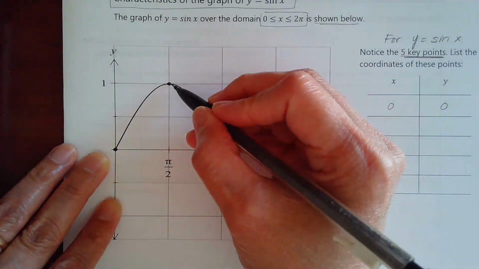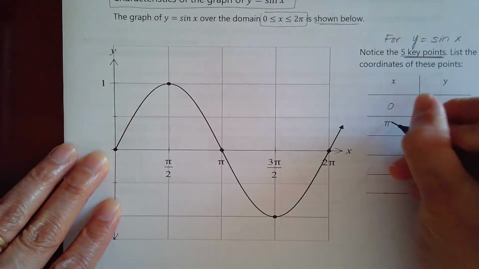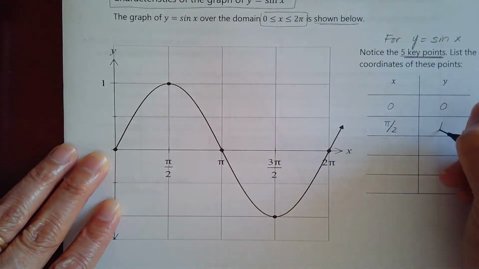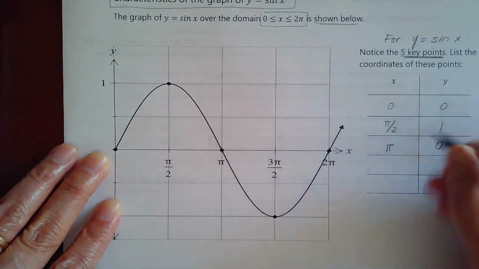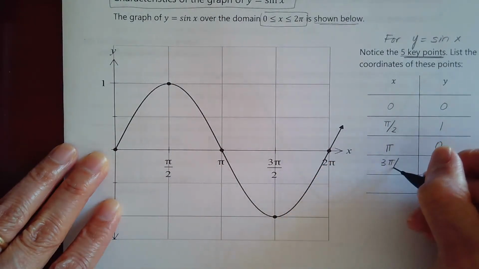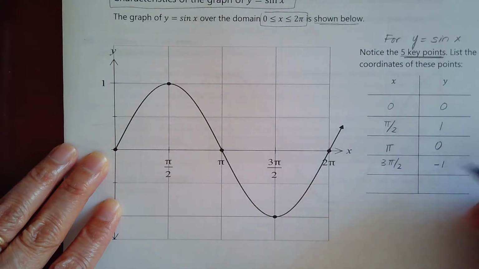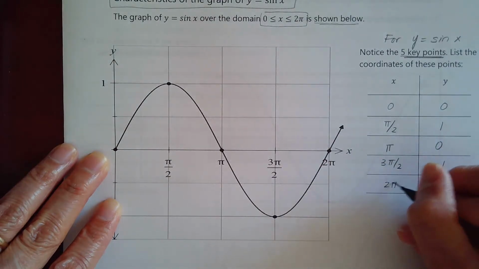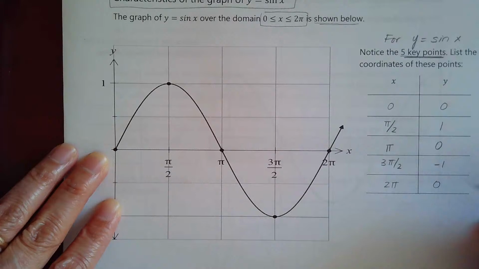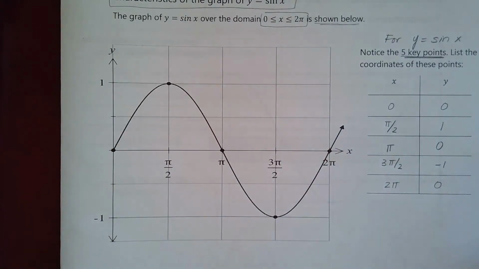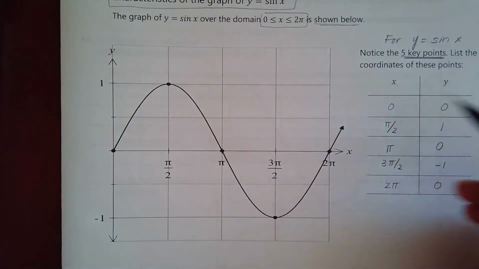Next one would be pi halves at 1, pi at 0, 3 pi halves at -1, and 2 pi is 0. Okay. So these are the 5 key points.